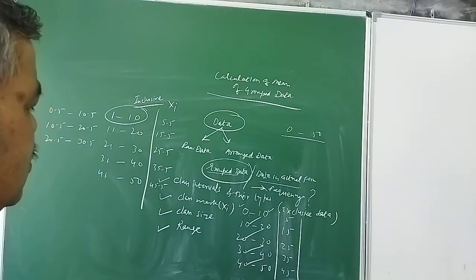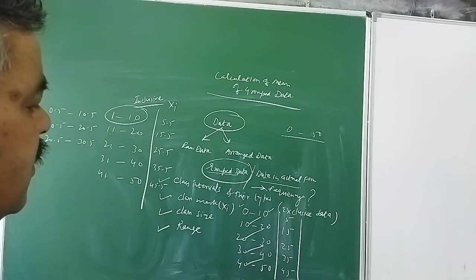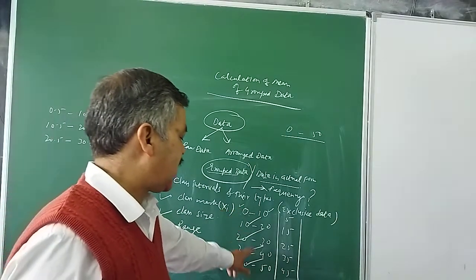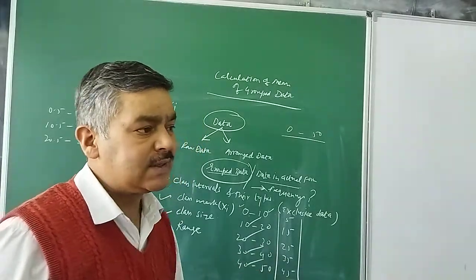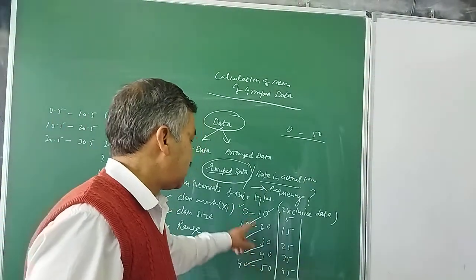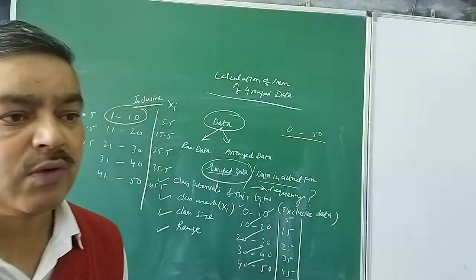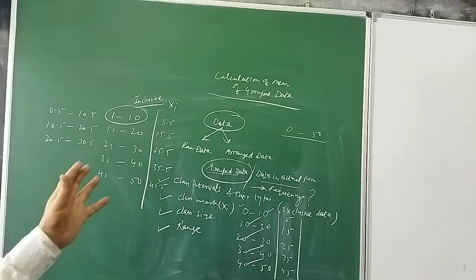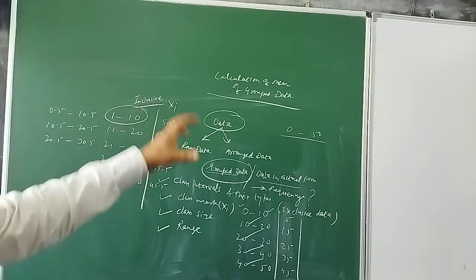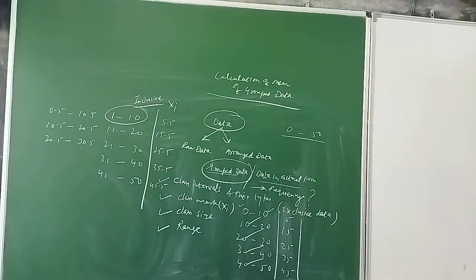Now range. The range of the data is the difference between the lowest and the highest reading. So here the range is 50 minus 0, which is equal to 50. That is also very important, because part of our discussion for today's lecture is the calculation of the mean of the grouped data.